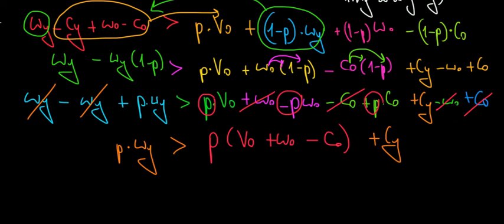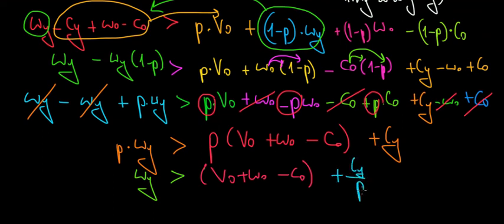Now we'll just take P on the other side. We will have Wy is greater than P times all this thing divided by P. The P's will cancel out, so we're left with Vo plus Wo minus Co plus Cy, divided by P.